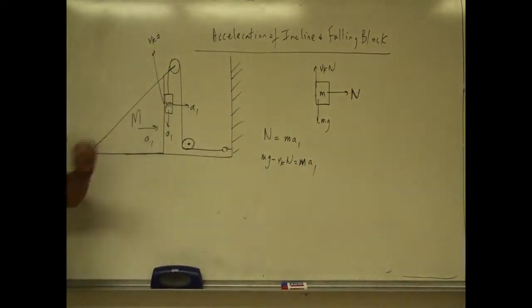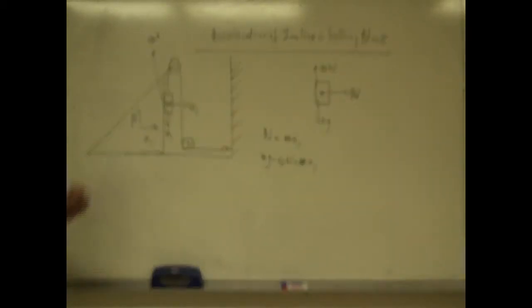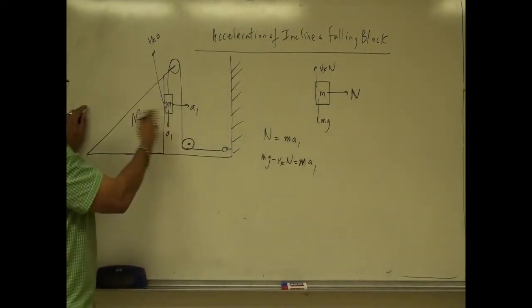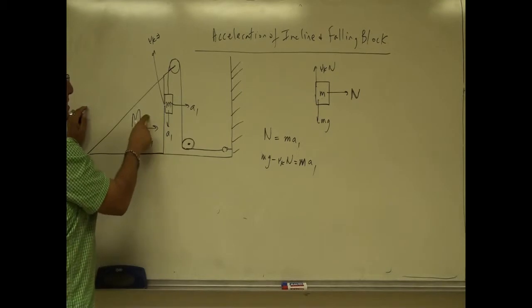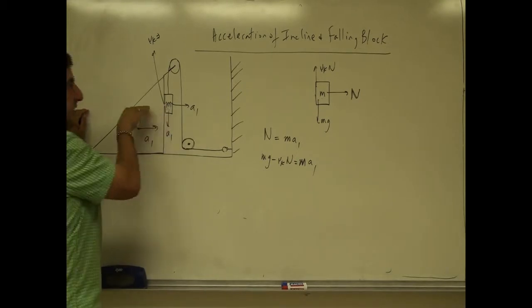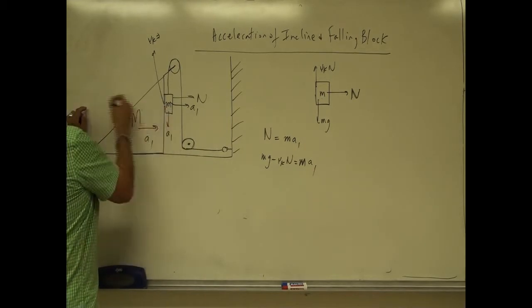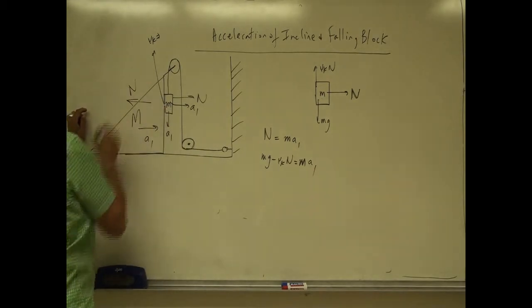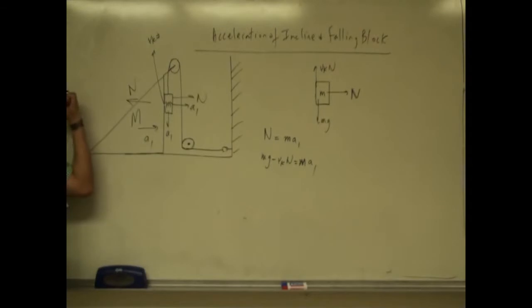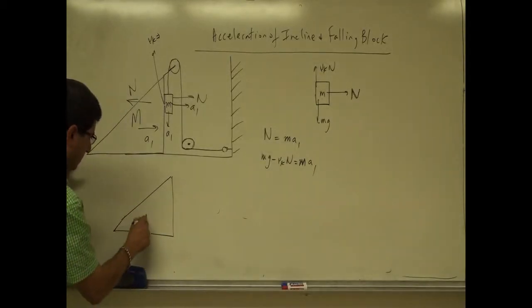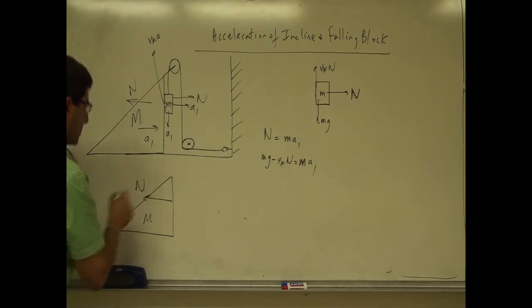Now let's do the forces on the incline. On the incline, there's an action-reaction force. The incline pushes on the little block this way with a force of N, and therefore the little block pushes on this guy with a force of N this way. So on the incline we have a force like this, pushing it this way with a force of N.